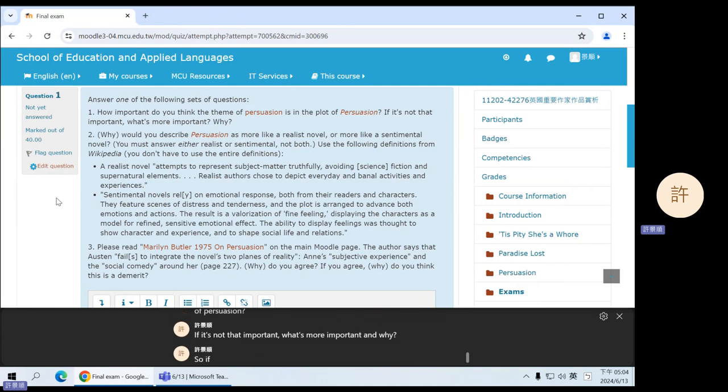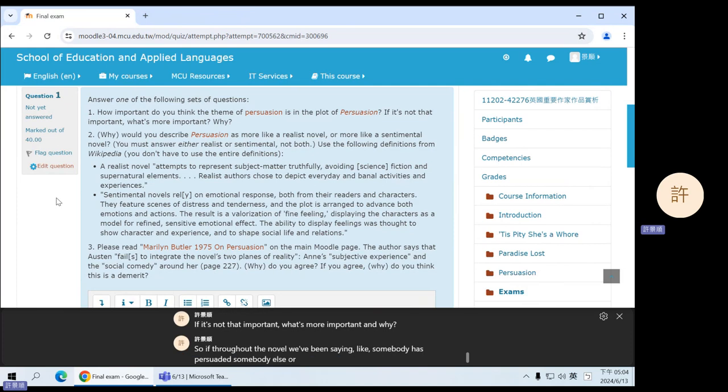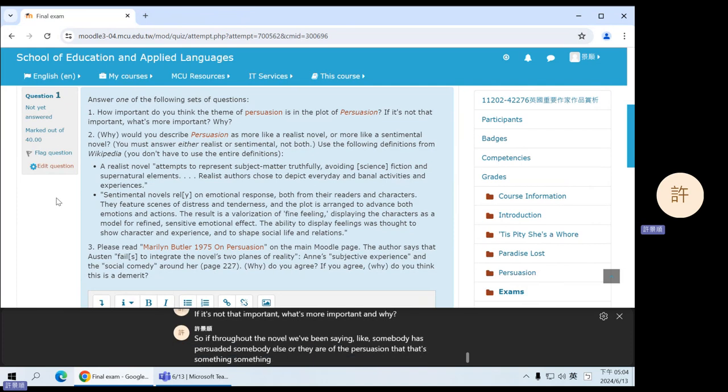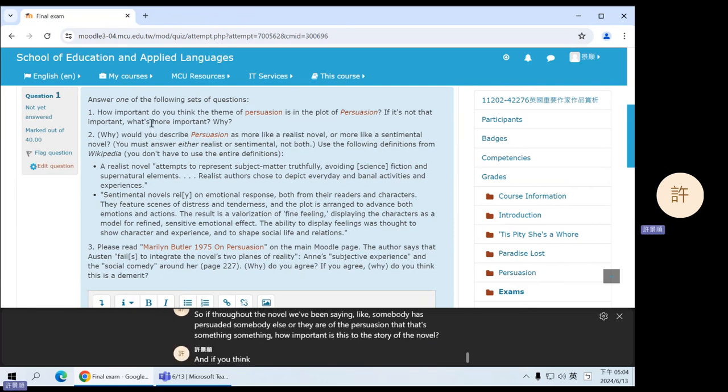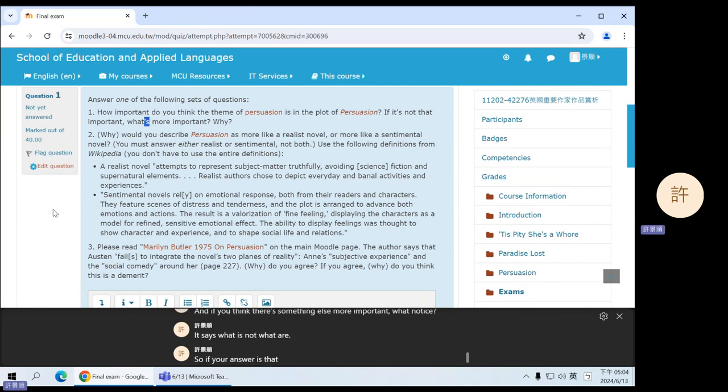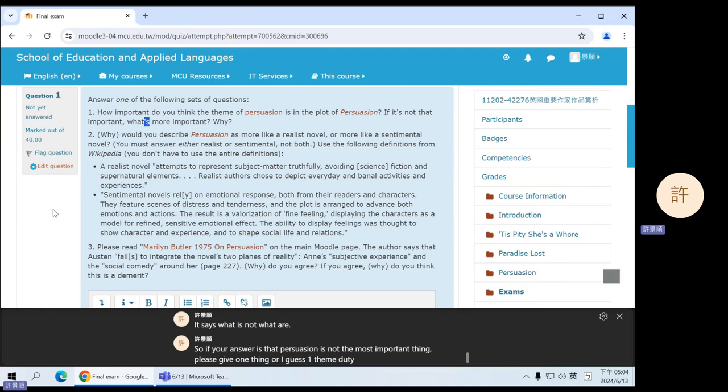So throughout the novel, we've been saying like somebody has persuaded somebody else or they are of the persuasion that something, something. How important is this to the story of the novel? And if you think there's something else more important, what? Notice it says what is, not what are. So if your answer is that persuasion is not the most important thing, please give one thing, or I guess one theme, 主题, that is more important in Persuasion. And why?